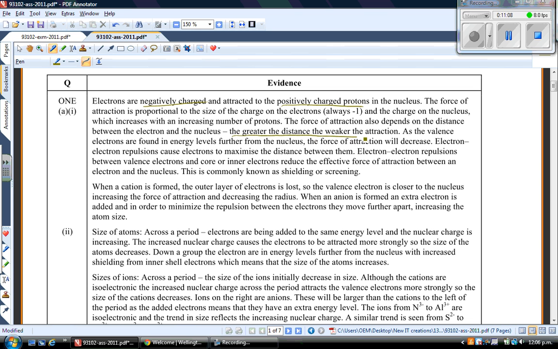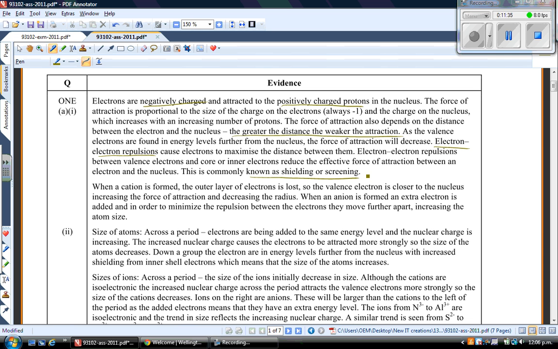We can underline that. As the valence electrons are found in energy levels further from the nucleus, the force of attraction will decrease. That makes sense. Electron-electron repulsions cause electrons to maximize the distance between them. So you wanted to mention electron-electron repulsions. Electron-electron repulsions between valence electrons and core or inner electrons reduce the effective force of attraction between an electron and the nucleus. This is commonly known as shielding or screening.